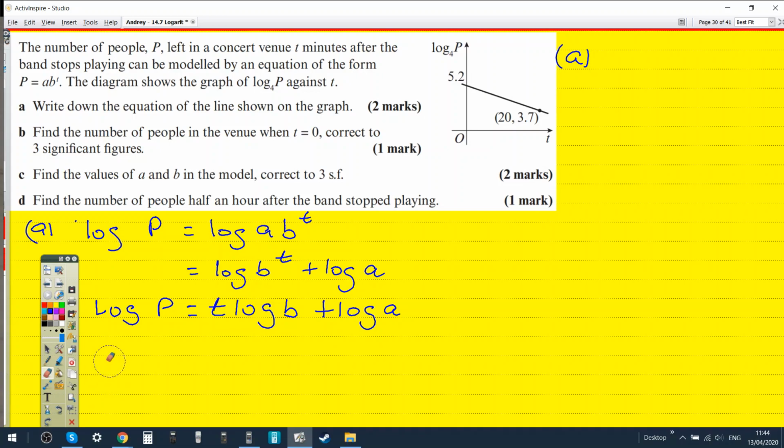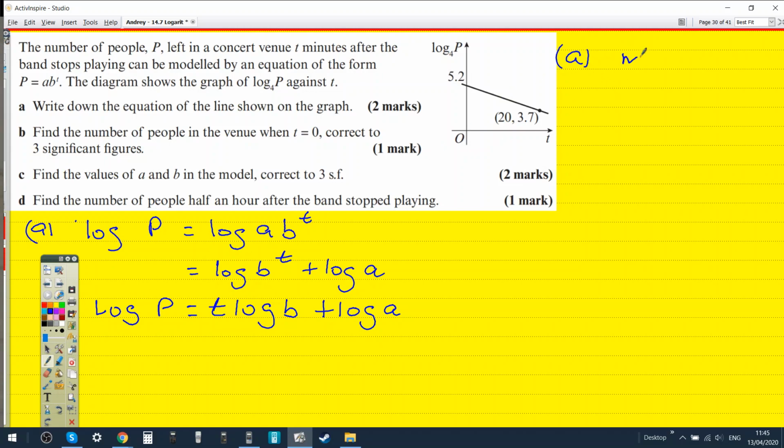And so that's y equals mx plus c, isn't it? So t equals 0, correct. So I need to do b now. But you need the specific values. Oh right, yeah. So do I need to sub in? Do I need to get the gradient by doing like 3.7 minus 5.2 over 20 minus 0? Yep.